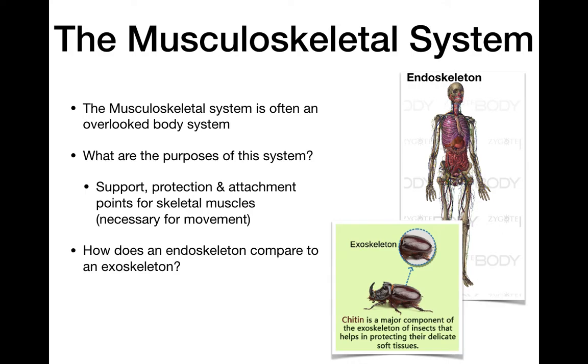We also need to compare endoskeletons and exoskeletons. So of course, endo means inside and exo means outside. So we have an endoskeleton, it's inside of our body, where a lot of insects, crustaceans, those kind of things, they have exoskeletons. It is outside of their body. But both of them work in pretty much the same way. They just have different attachment points, either inside or outside.